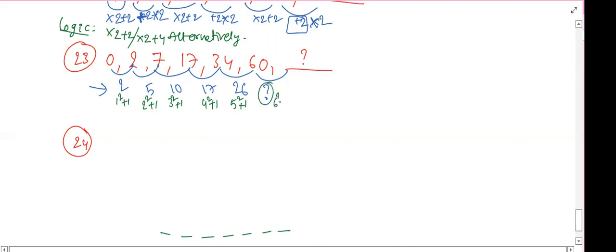It should be 6 squared plus 1, nothing but 37. So adding 37, we can get the answer. That is 60 plus 37, which is 97. That's your answer.